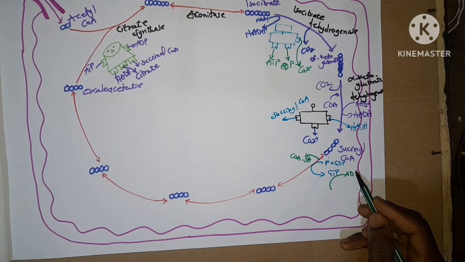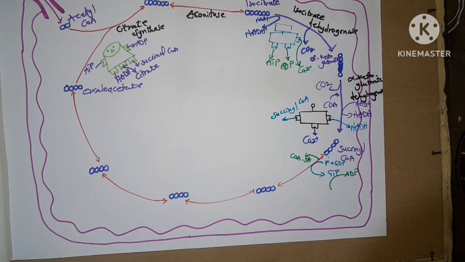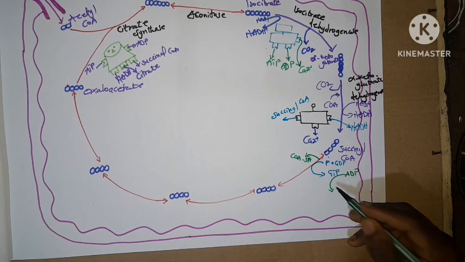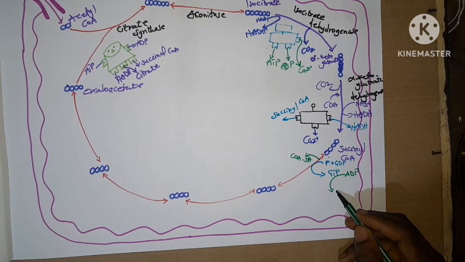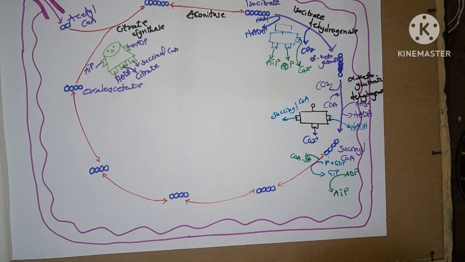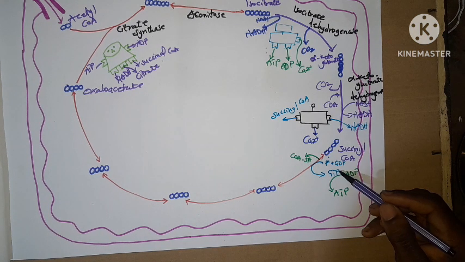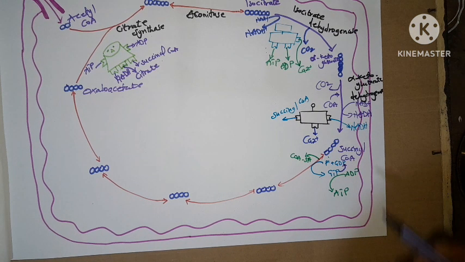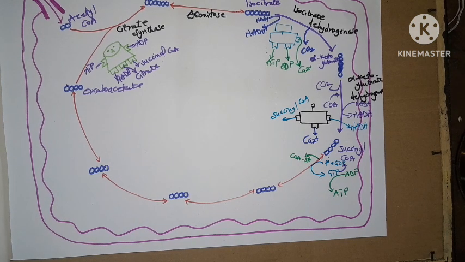ADP will come and take the phosphate from GTP and then form ATP. When it does that, this GDP will go back to its original GDP. Yes.